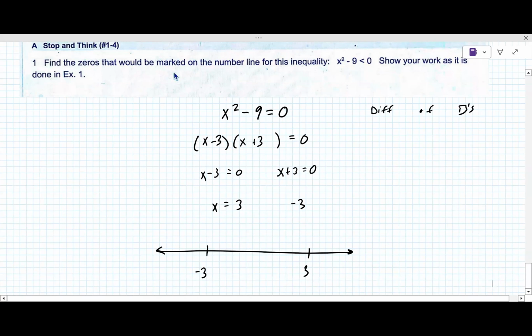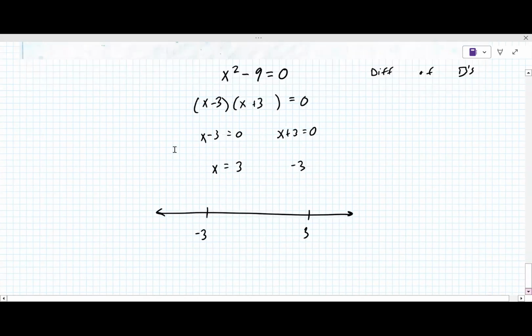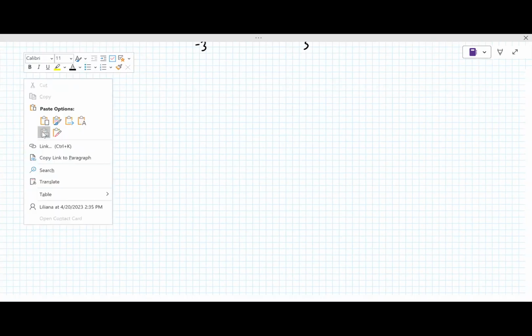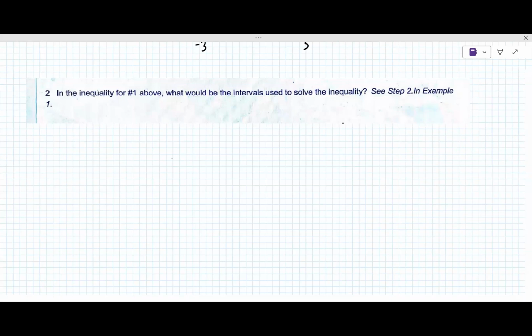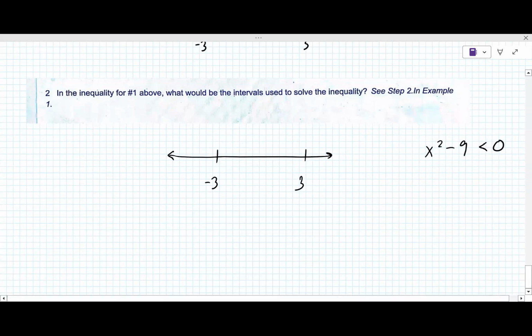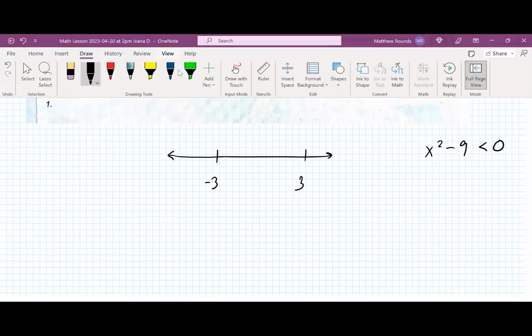All right. Is there anything else we need to do? That's it for number 1. So for number 2, we are going to take the same number line, okay, and we're going to figure out how it applies to the original function here. So we were interested in where the original function x squared minus 9 is less than 0. Okay. So there's a couple of ways to do this. One is to test points.